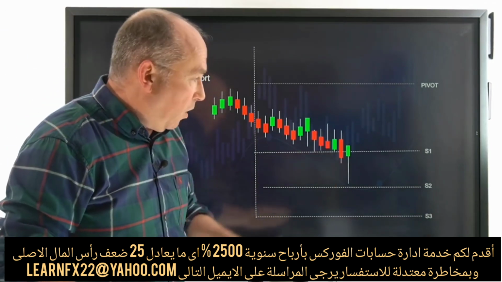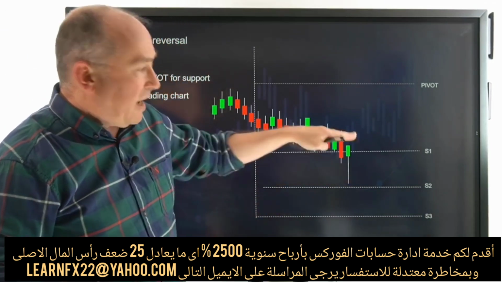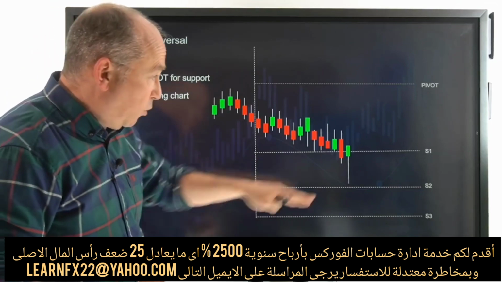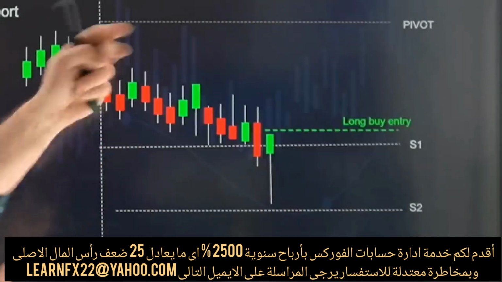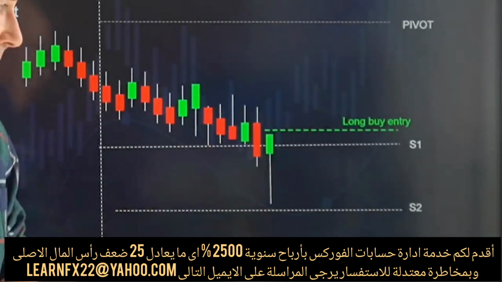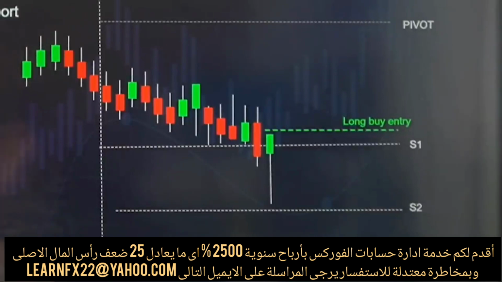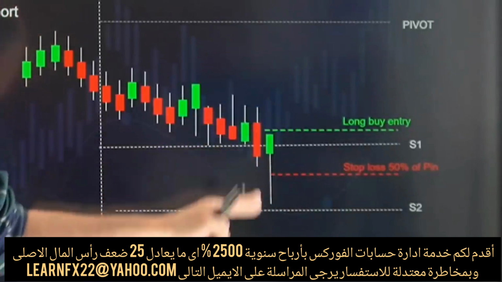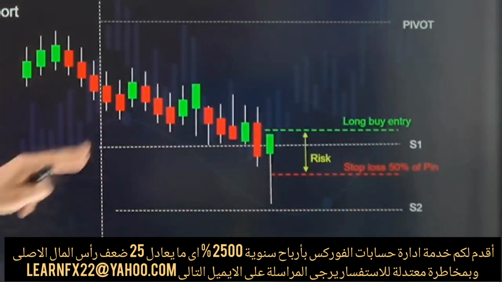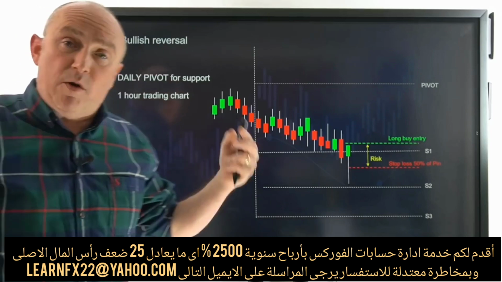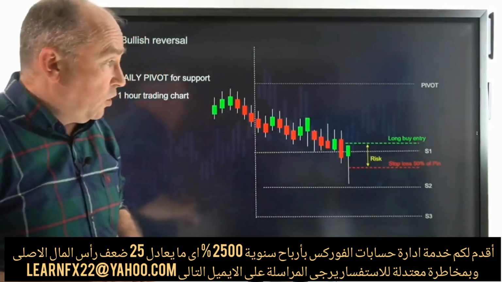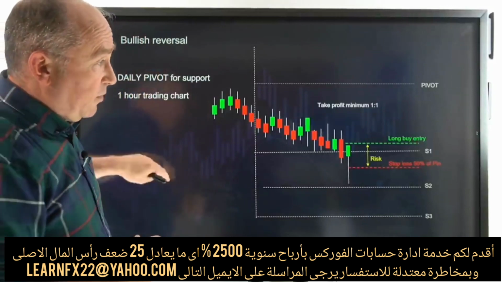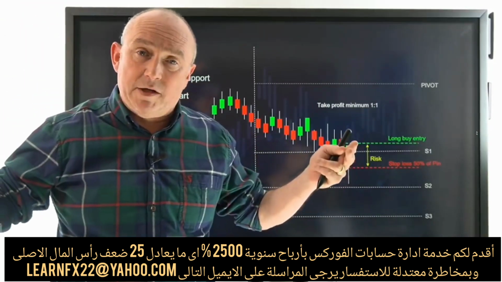Remember, the body of the pin bar closes above the level of support, in this case the pivot support, and inside the first candle of the 3. So your entry would be taking a long trade at the top of that pin bar, position size accordingly, bearing in mind that you're going to have the stop placed at 50% of that candle. So that establishes your initial risk, and then once you've established your initial risk, 1/4%, 1/2%, then you can also plot your take profit targets. And again, take profit targets, I would say a minimum of 1 to 1.